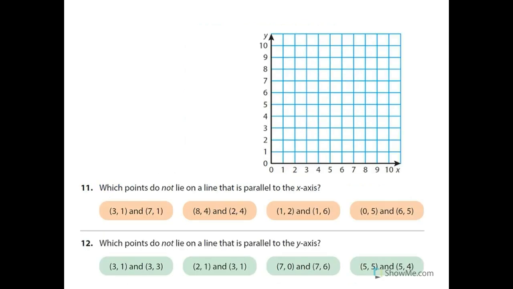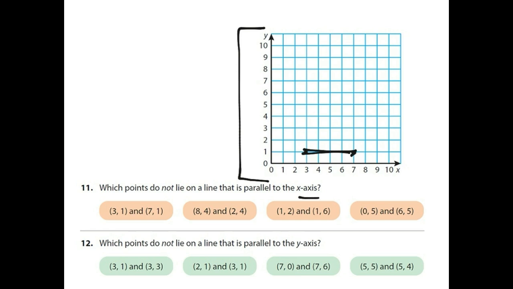So 11 and 12 talk about parallel lines. Number 11 says, which points do not lie on a line that is parallel to the x-axis? Well, let's look at this. And again, I've got my coordinate plane from my look back. So 3, 1 and 7, 1. Is that a parallel line to the x-axis? Yeah, it's a straight line and they never touch.